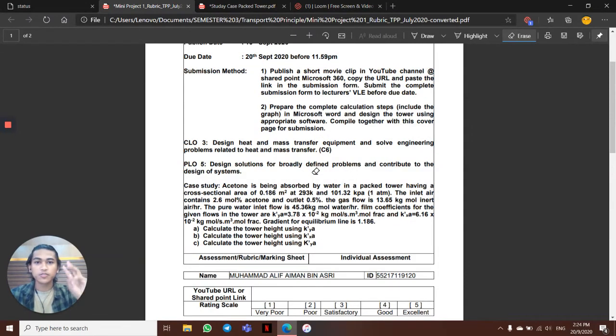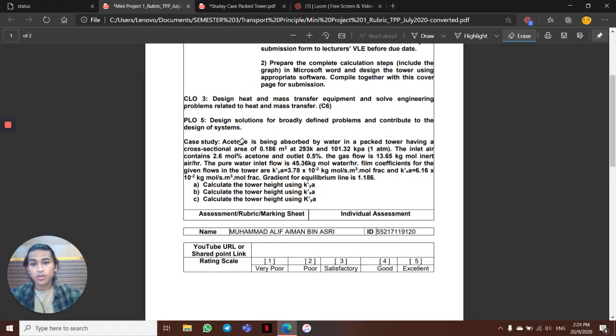Absorption has three stages, which are single stage, multi-stage, and packed tower. For your information, let us read this question. Acetone is being absorbed by water in a packed tower having a cross-sectional area of 0.86 meter squared at 293 Kelvin and 101.32 kilopascal, which is equivalent to 1 atm.